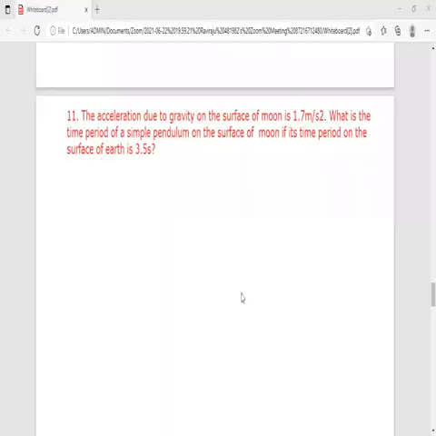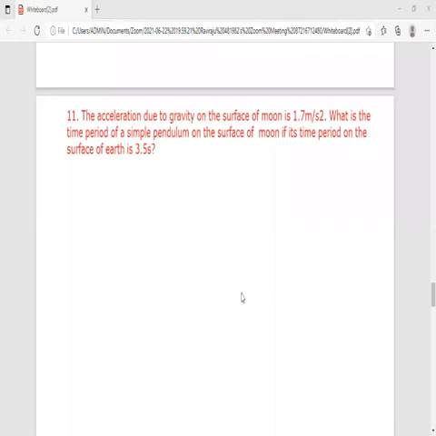The acceleration due to gravity on the surface of moon is 1.7 meter per second square. What is the time period of a simple pendulum on the surface of moon if its time period on the surface of Earth is 3.5 seconds? On the surface of Earth, we know the G value is 9.8 meter per second square. Then the value for time period of simple pendulum is given 3.5 seconds only. But in case of moon, G value changes, na, then what will happen to the time period of simple pendulum? First of all, you have to understand whether time period changes with acceleration due to gravity or not.